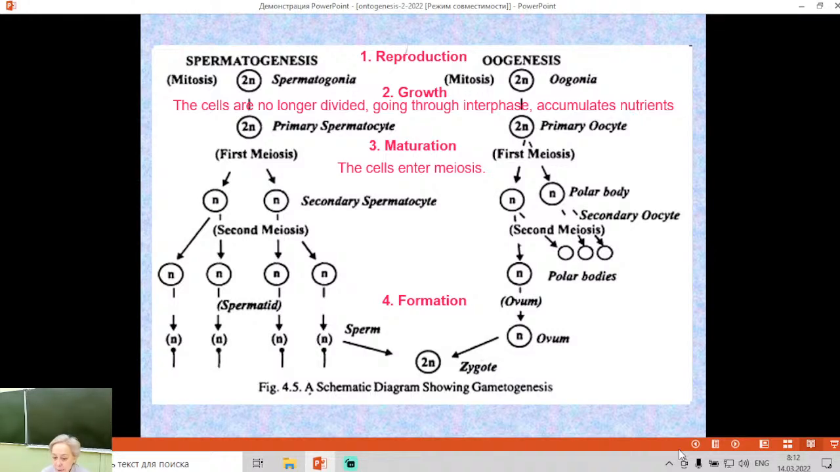Genetic material of spermatids is different because during meiosis crossing over occurs and there is independent assortment of homologous chromosomes during anaphase 1.